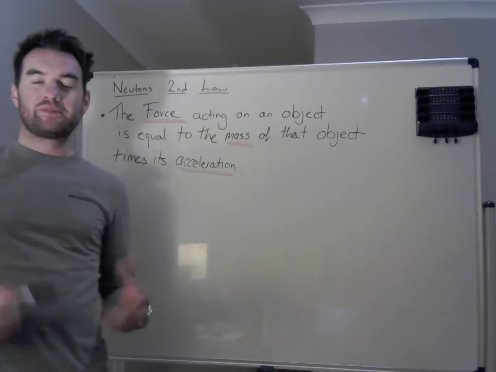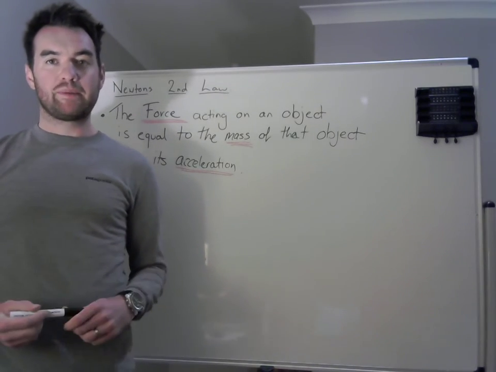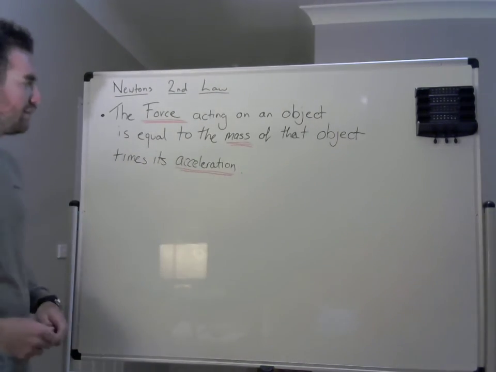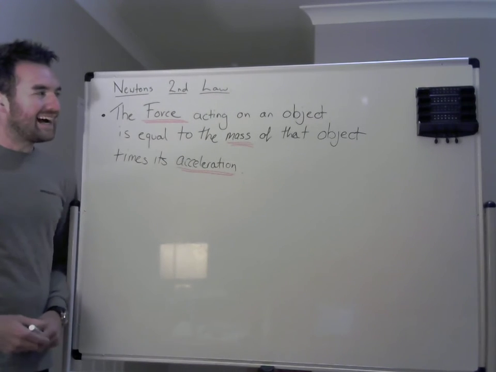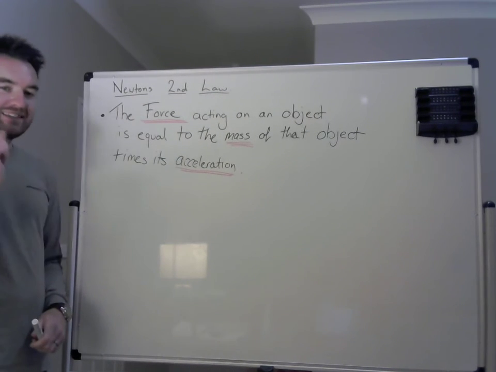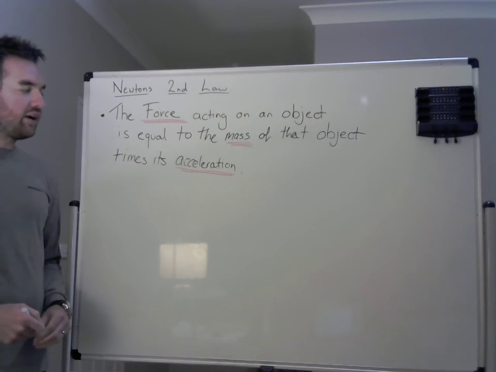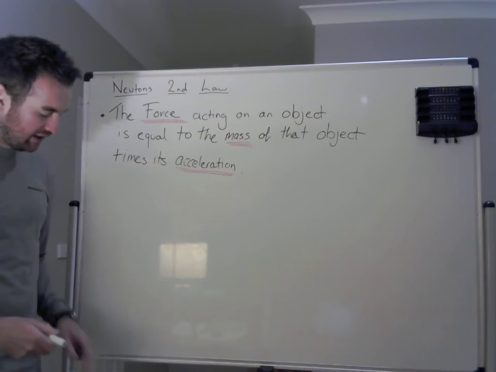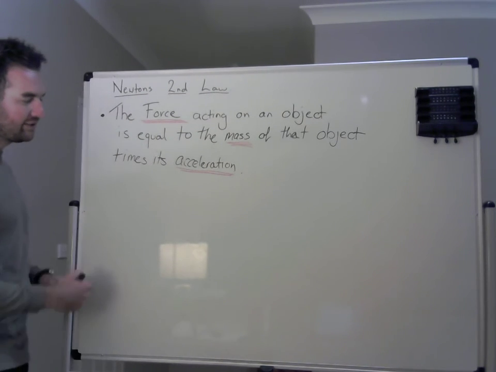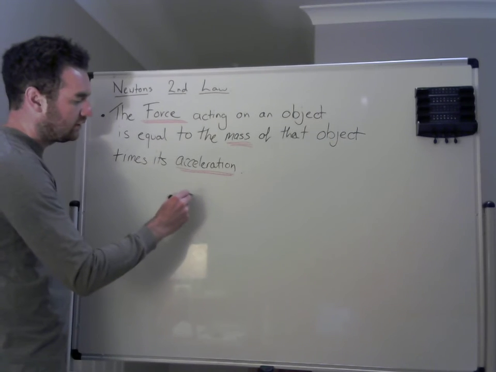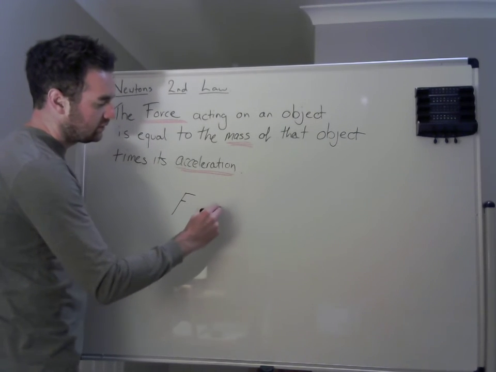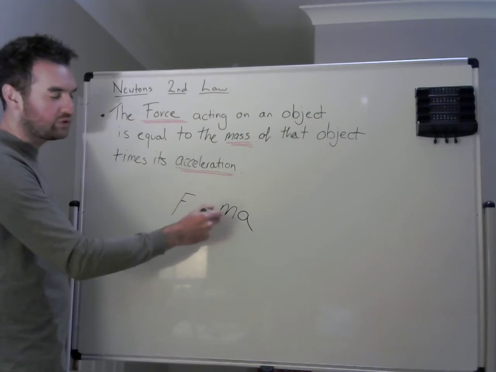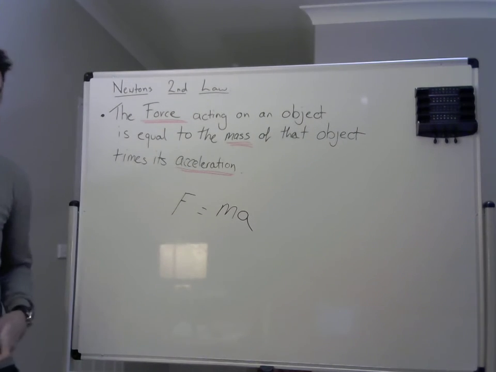Hi guys, today we're going to do our simple examples for Newton's law. From the last lesson you remember that the force acting on an object is equal to the mass of that object times its acceleration, and the way that we'd written that down in the last lesson was F equals ma. Force equals mass times acceleration.